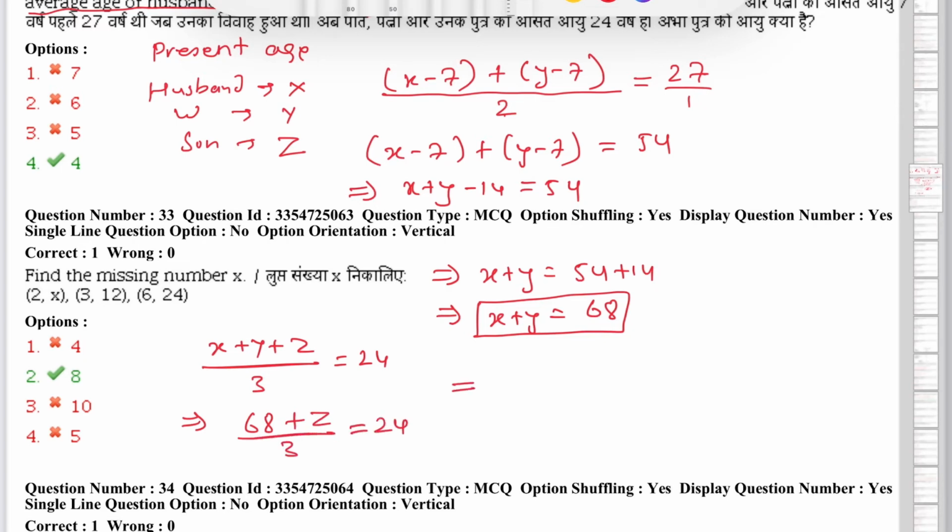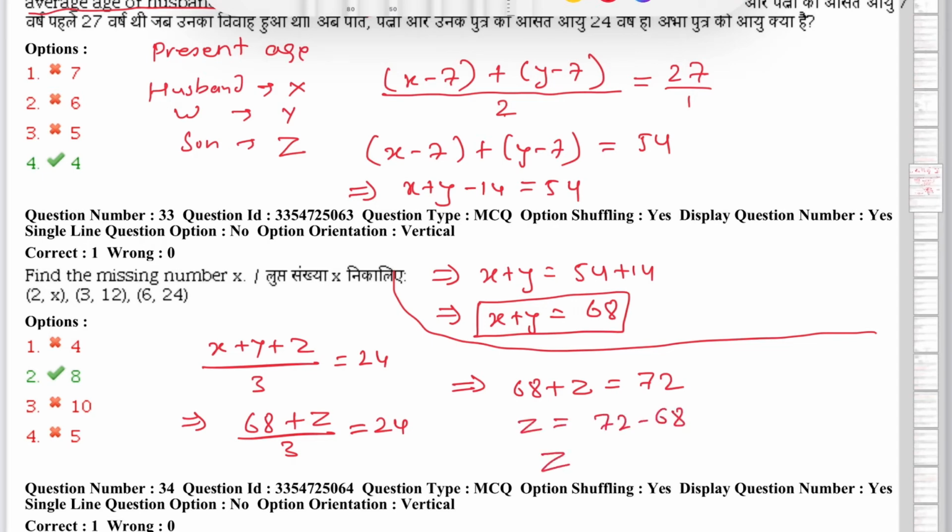Now when we further solve it, we get 68 plus Z is equal to 24 times 3, which is 72. So the value of Z will come as 72 minus 68, and the value of Z is 4 years. We know that Z was the son's present age, so the value of Z is 4 years. So this is the right answer. Now let us move to the next question.